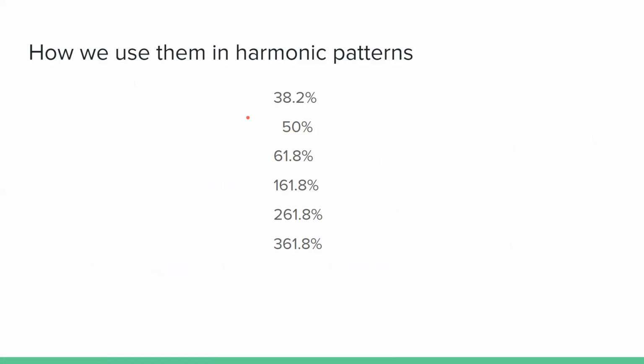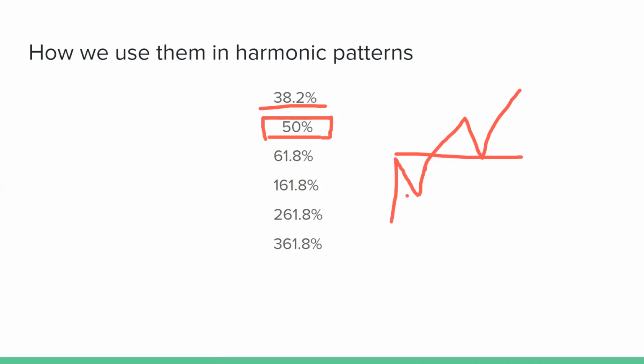Okay. We have the 38.2, we have the 50%. This is not a Fibonacci ratio. Even though we Google it now, this was just added there. So the 50% is not a Fibonacci ratio. It was just added there because price always comes back to the 50% of the move.